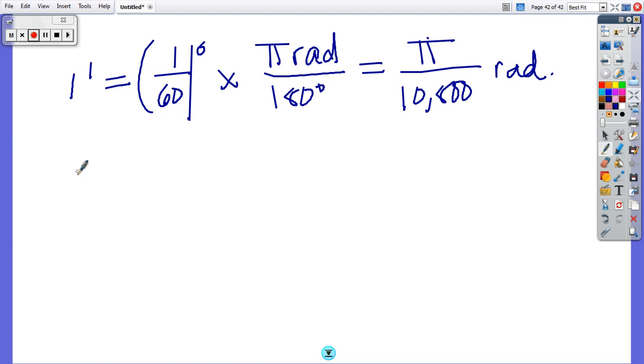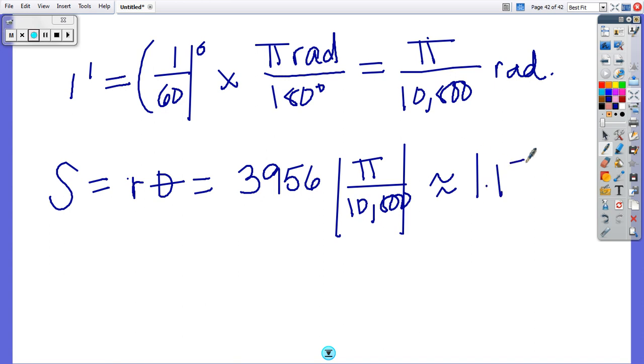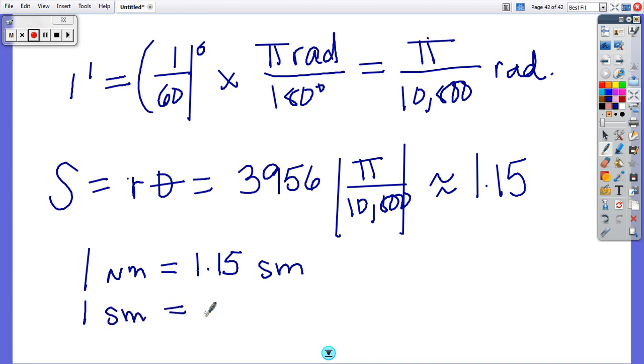Now I want to find the arc length, so I have to use my formula S. I'm in radians, so I can just use r theta. I know that my radius, we just learned from the last slide, is 3,956. I'm multiplying that by pi over 10,800. And I get approximately 1.15. That means that 1 nautical mile is equal to 1.15 land miles. Conversely, if I went backwards, I could say that 1 land mile is equal to 0.87 nautical miles.